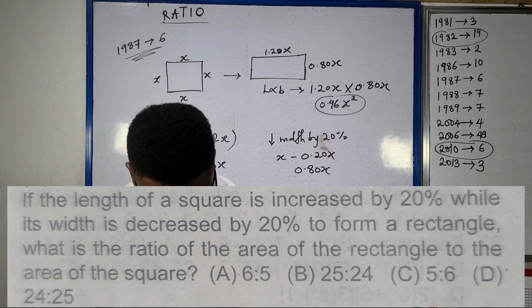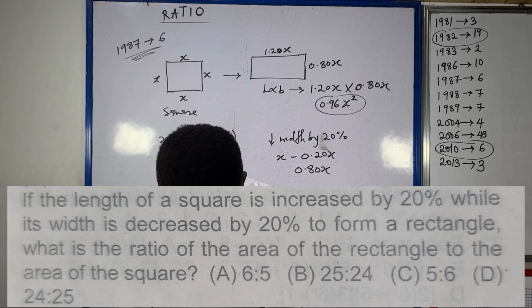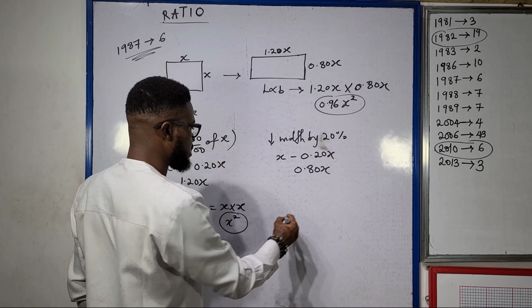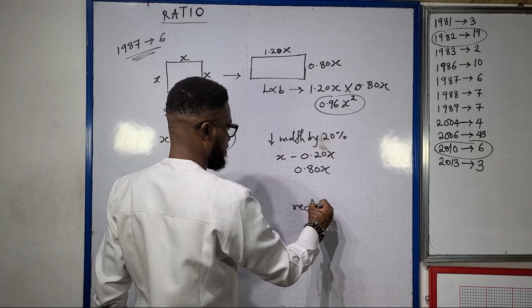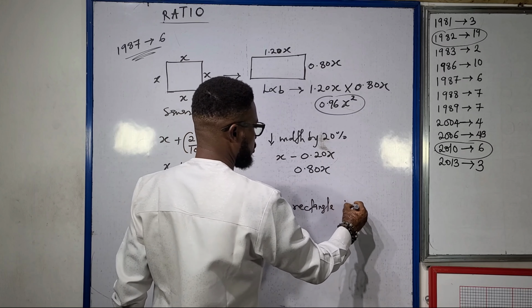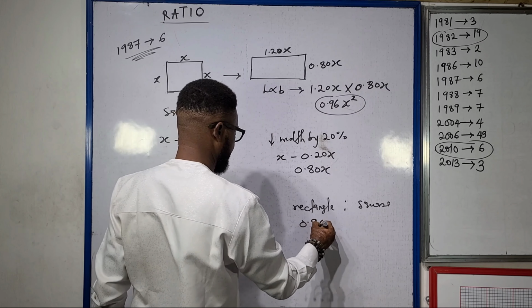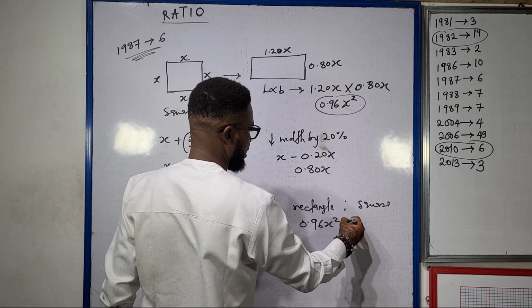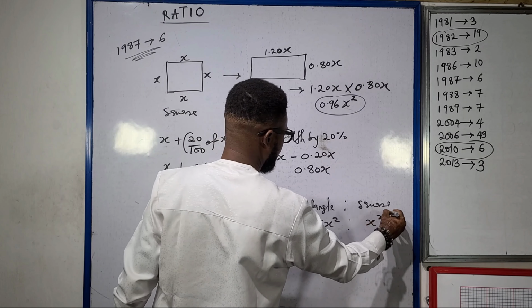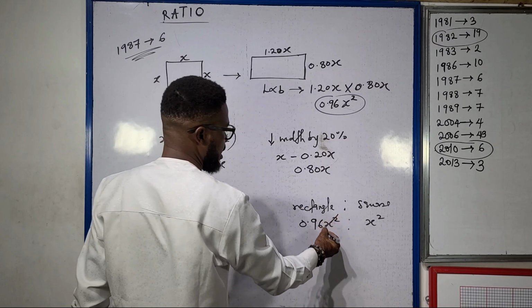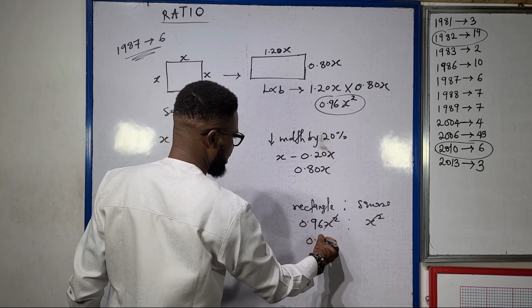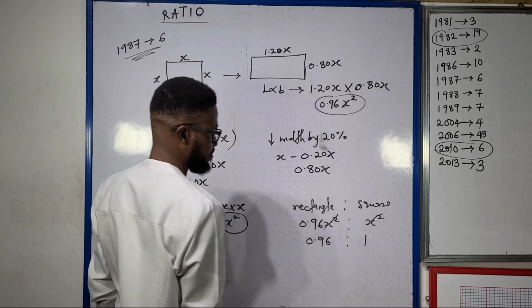So the question says we should calculate the area of the rectangle to the area of the square. Rectangle to square is 0.96x square ratio x square. X square takes out x square, we have 0.96 ratio 1.